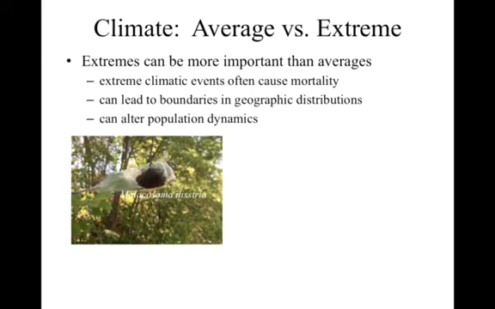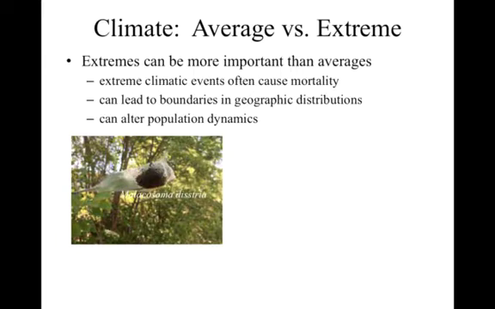And that's because these extreme climatic events are important in that they often cause mortality. And then that mortality leads to boundaries in geographic distributions, or in where those species can be found. Extreme events like extreme high temperatures and extreme low temperatures can also alter population dynamics, and again, that influences where organisms can be found.